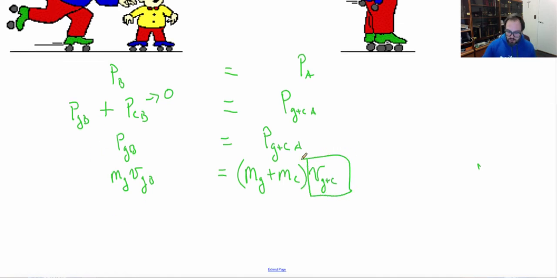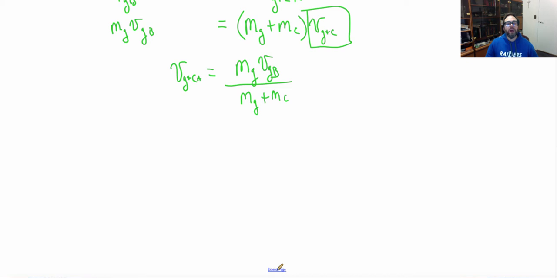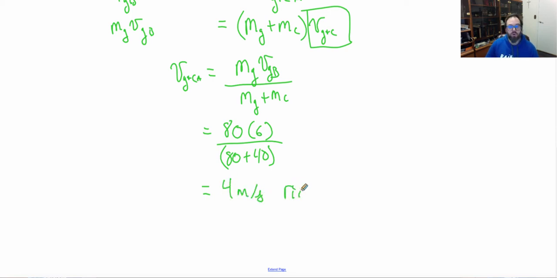We are trying to solve for the velocity of the grandmother. So we're going to rearrange my equation for that. So now, all I'm going to do is substitute everything I know. And that's going to give me a total of 4 meters per second right. And we have to make sure we have a direction here, because remember, it is a vector. And since it's positive, it must be going to the right.